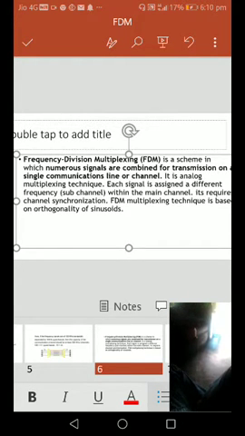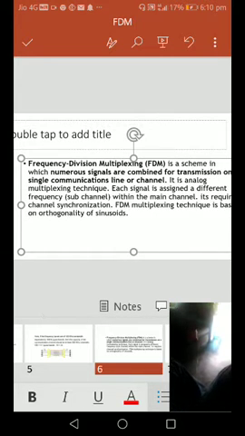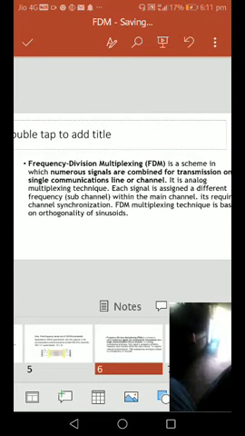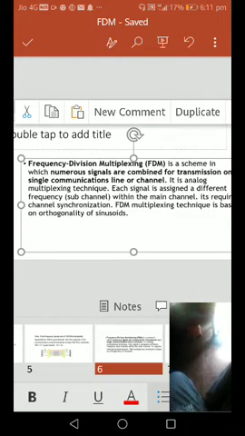Then the frequency division multiplexing technique is based on the orthogonality of sinusoids. Orthogonality means a 90 degree phase shift between two signals. If one is a sine, the other is a 90 degree shifted signal, and the signals are separated by that. Signals are combined for transmission over a single communication line.